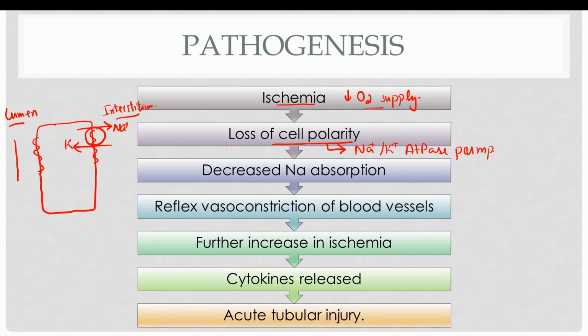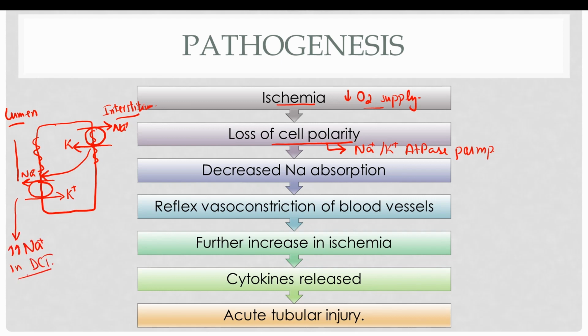So what happens as a result of loss of cell polarity is that this sodium-potassium ATPase pump is redistributed to the luminal side of the epithelium. What it does on the luminal side is that it increases sodium excretion and reabsorbs potassium. So as a result, there is a higher concentration of sodium in the distal convoluted tubule.